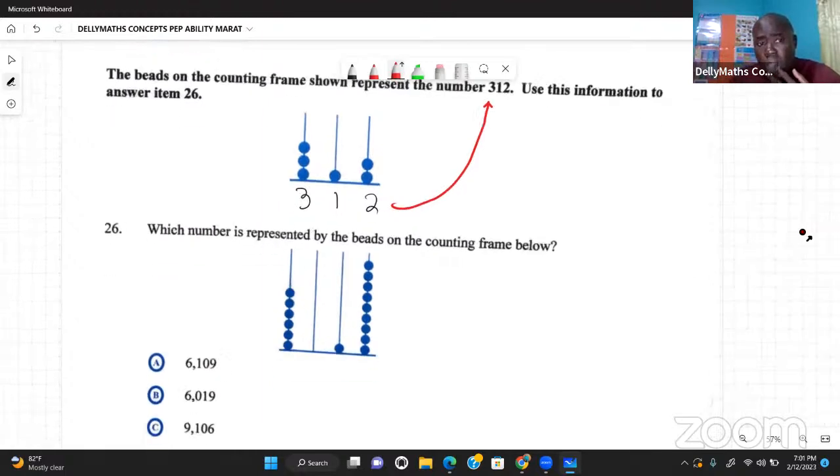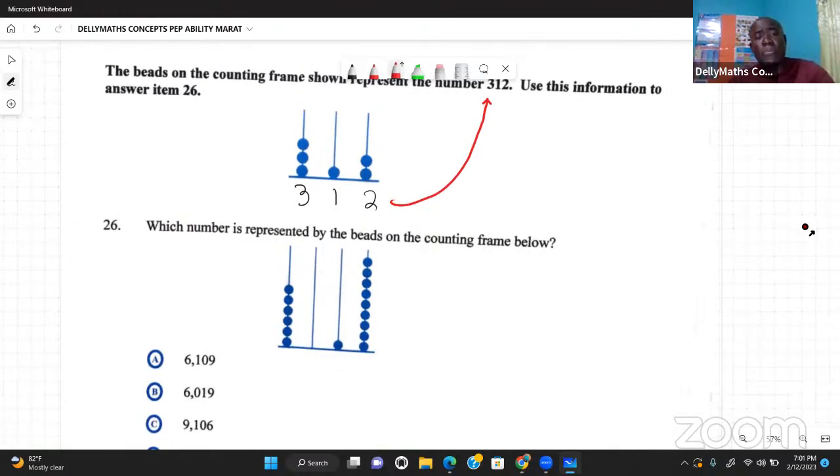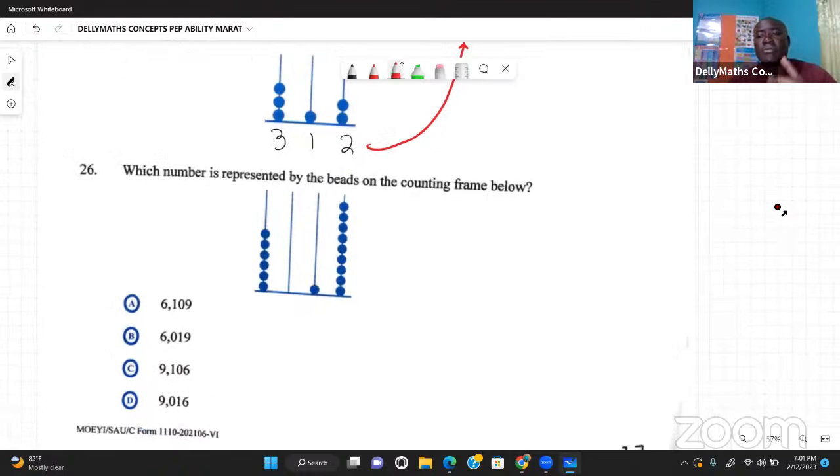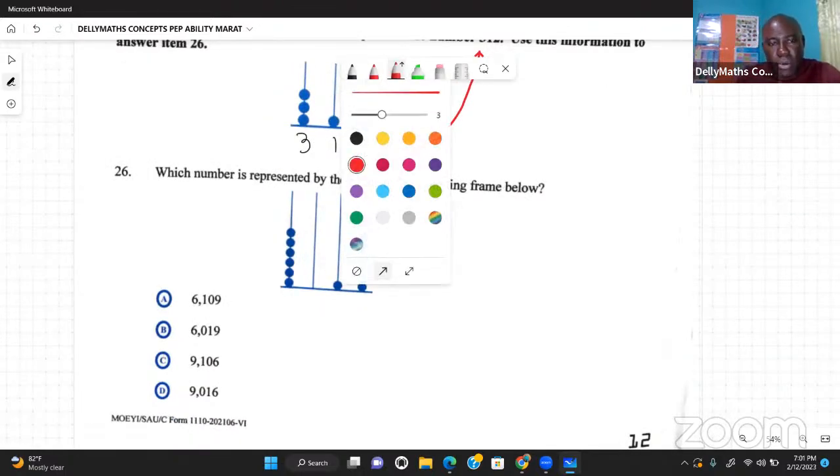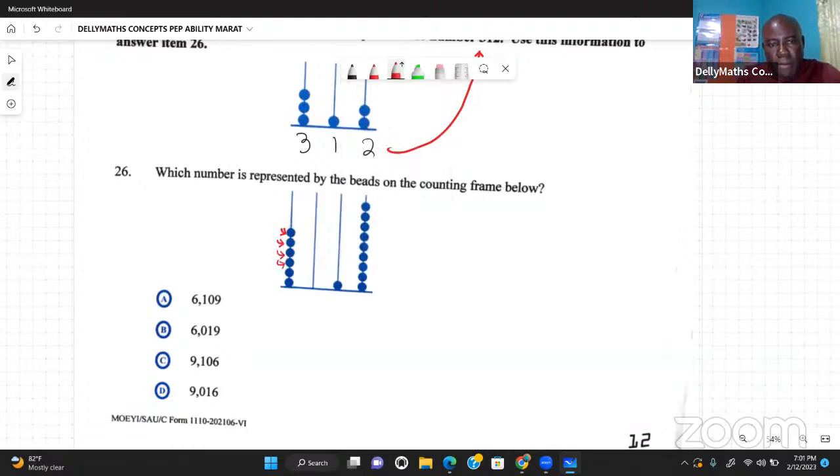Now, they want us to find which number is represented by the beads on the counting frame below. I'm going to follow the same approach. I'm going to count them out for you. 1, 2, 3, 4, 5, 6. I'm going to put 6 right here. There's none on this one. I'm going to put 0. There's 1 on this one. I'm going to put 1.